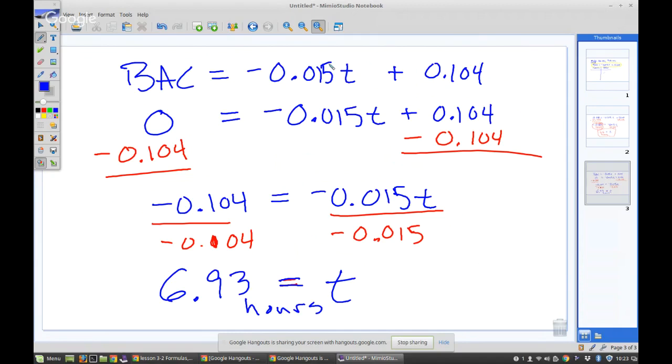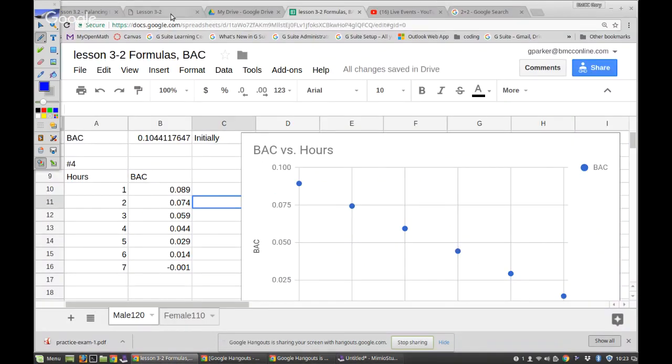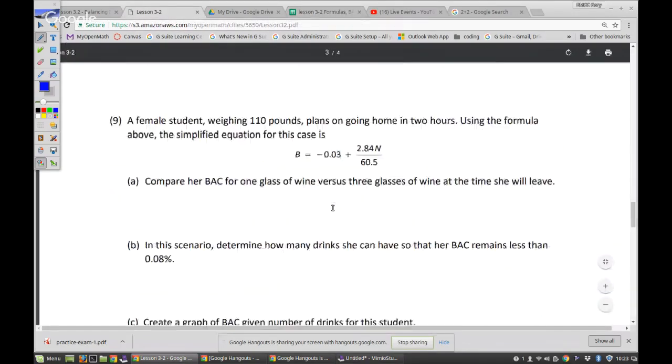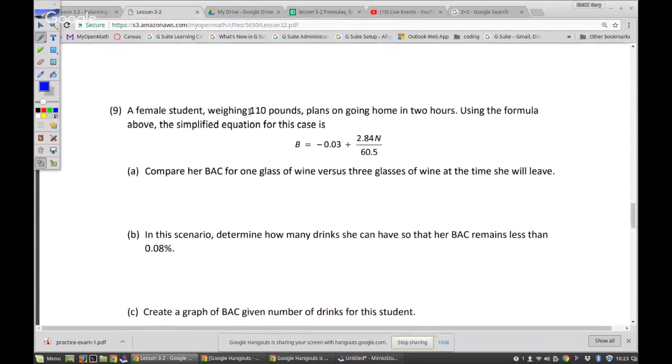Spreadsheet for which one? For the females. The female spreadsheet, okay. All right, so I did make a spreadsheet for the female. That's optional. You didn't have to, but you had to fill out the table and the chart in the worksheet. So let me just first show what's going on there. So on this one right here, we have a 110 pound female, and this formula is already cleaned up for you right there.